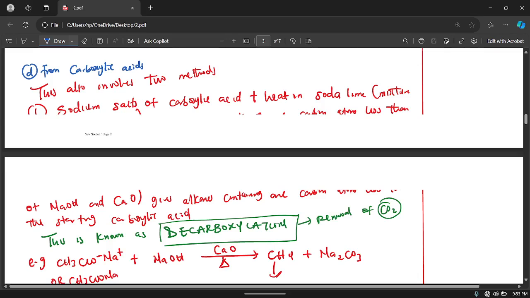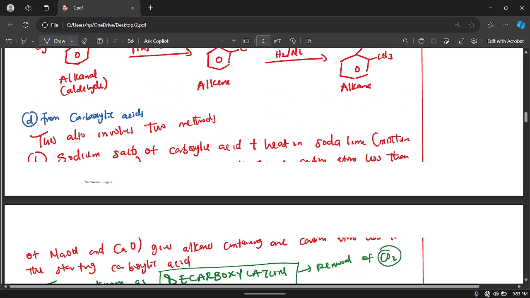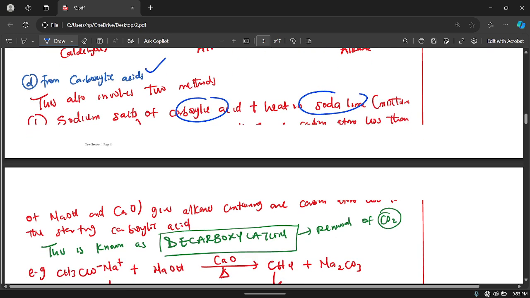So welcome back, guys. Now we said we're talking about our carboxylic acid, right? And we said there are two methods in which we can produce our alkanes from the carboxylic acid. The first one is when we have the sodium salt of carboxylic acid plus heat in soda lime. So soda lime is a mixture of NaOH and CaO.